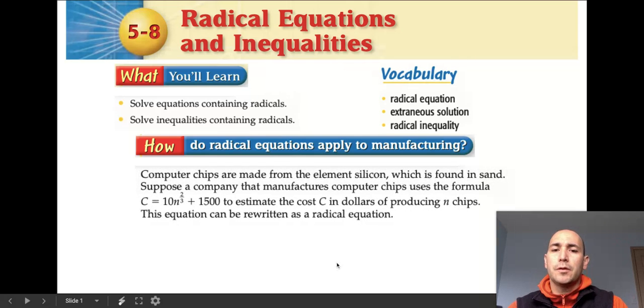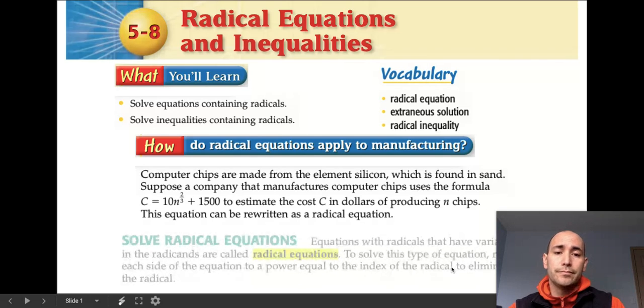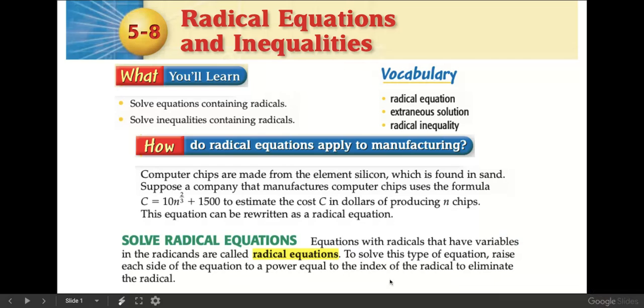Computer chips are made from the element silicon, which is found in sand. Suppose a company that manufactures computer chips uses the formula C equals 10 n to the 2/3 power plus 1500 to estimate the cost C in dollars of producing n chips. This equation can be written as a radical equation. Equations with radicals that have variables in the radicands are called radical equations. To solve this type of equation, raise each side of the equation to a power equal to the index of the radical to eliminate the radical.